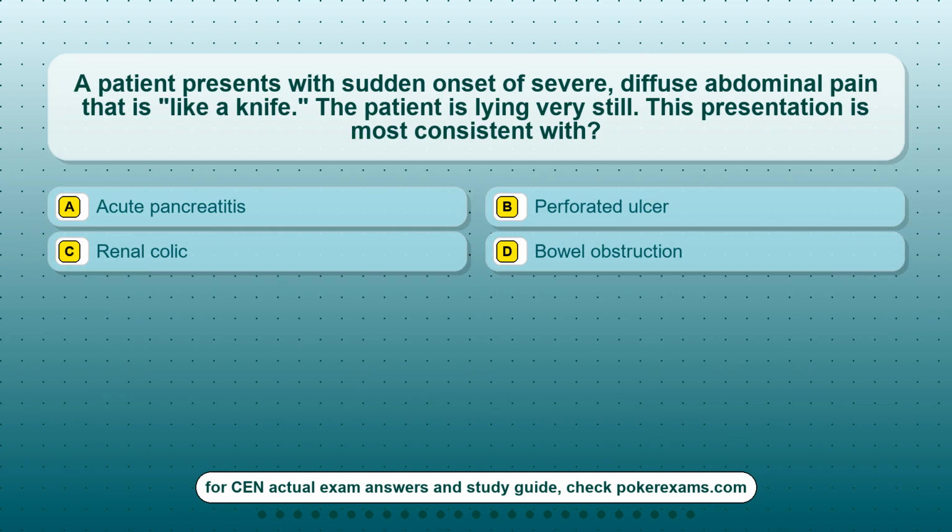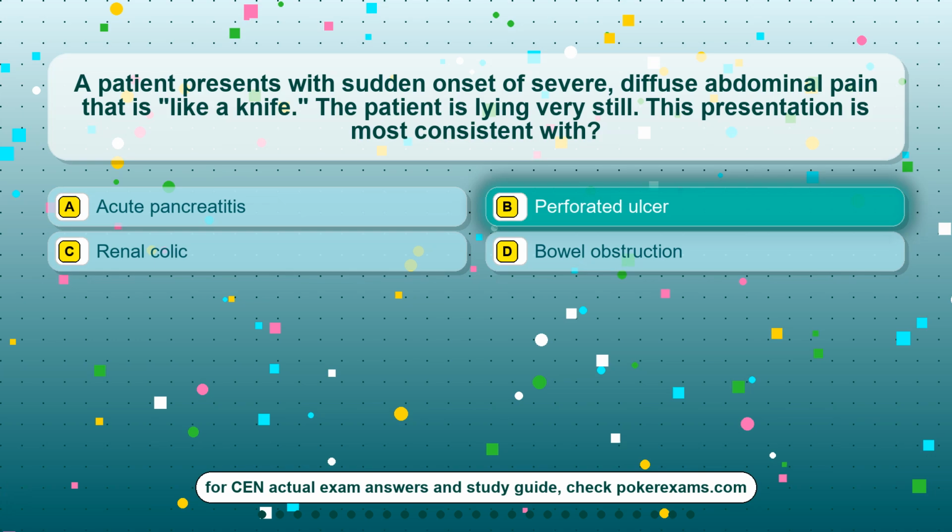Question 7. A patient presents with sudden onset of severe, diffuse abdominal pain that is like a knife. The patient is lying very still. This presentation is most consistent with Option A, acute pancreatitis. Option B, perforated ulcer. Option C, renal colic. Option D, bowel obstruction.